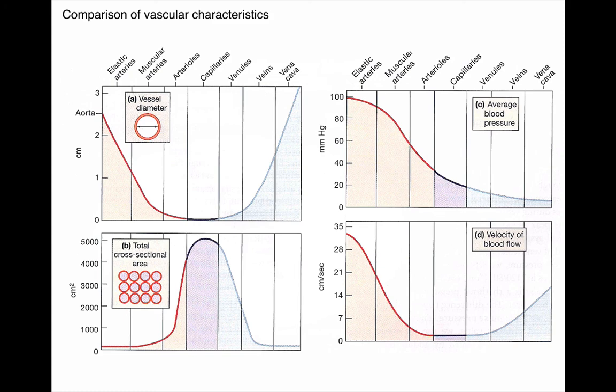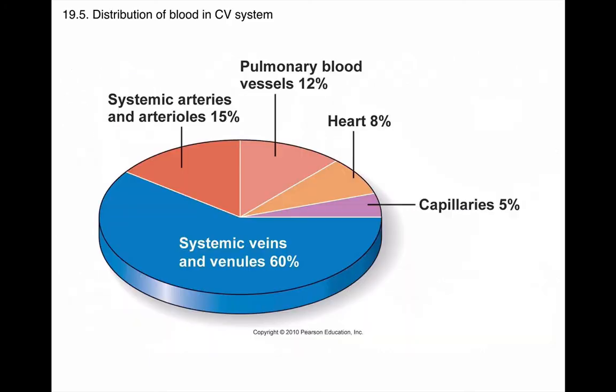And so that's one thing that having a large cross-sectional area does: the pressure is lower, and also the velocity is slower, so that the exchanges can happen in those capillaries. Whereas in the bigger vessels, it's just about bulk movement of the blood.